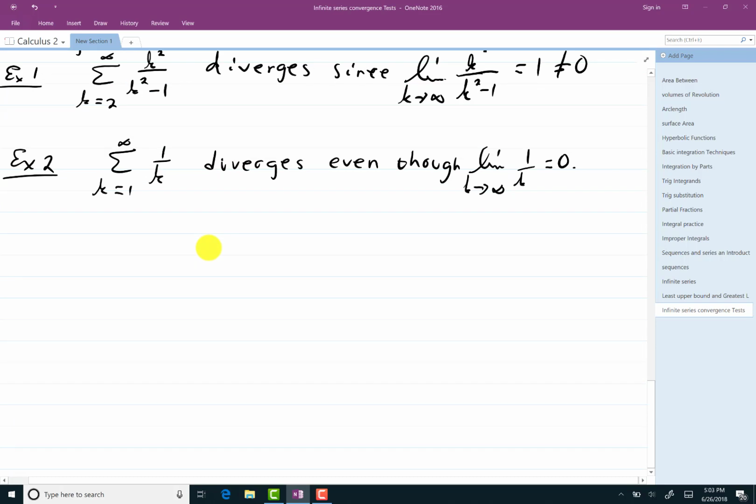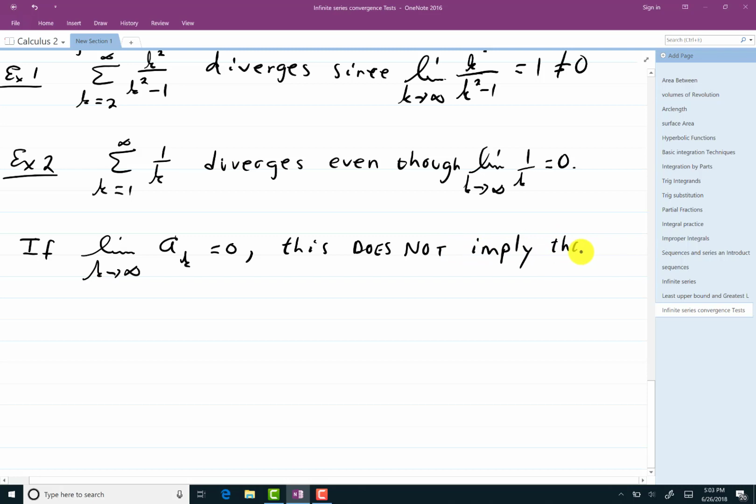Let me write that in detail. If the limit as k goes to infinity of a sub k equals 0, this does not imply that the series converges.